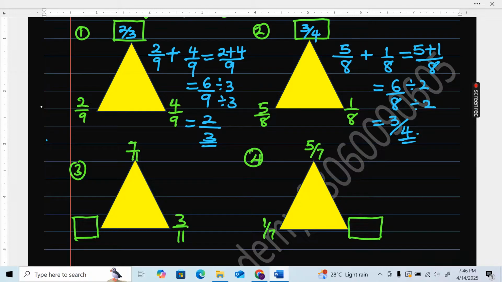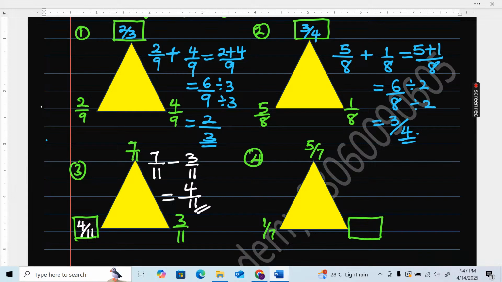Now, we need to find the fraction that will be on the left here, below the triangle. And for us to do that, we have to subtract. So that will be 7/11 minus 3/11. We subtract the fraction below from the fraction that is above. Since the denominators are the same, just subtract the numerators. So 7 minus 3, that is 4. So our answer is 4/11. So right here, we'll just write 4/11. You can see that it is very simple.